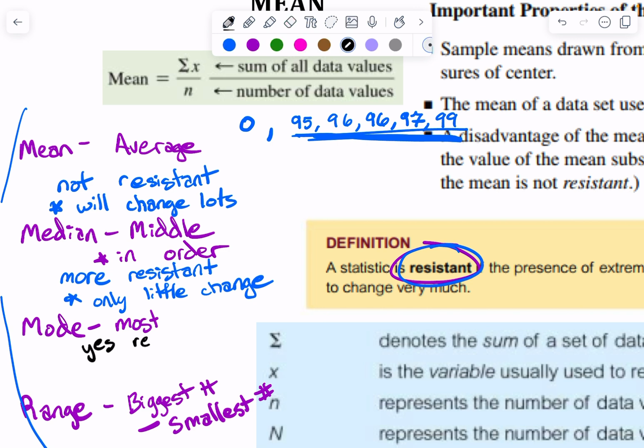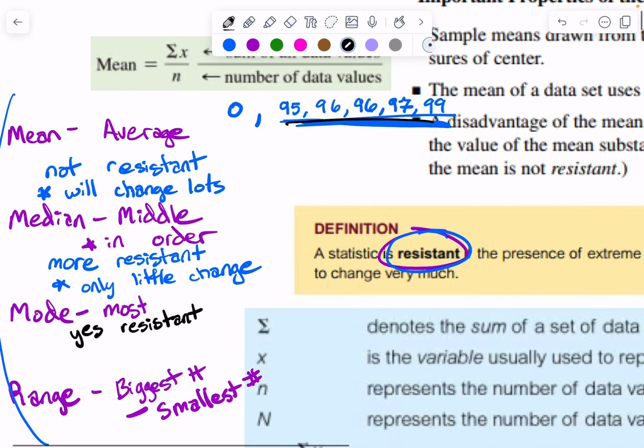It is very resistant. And some of you are going to say, well, that's not necessarily true. What if you have two zeros in there? Then 0 is no longer an outlier because there's two of them, right? It's only considered an outlier if there's only one of that value. That's an extreme value, okay? So a mode is very resistant to outlying values because it's not going to change.